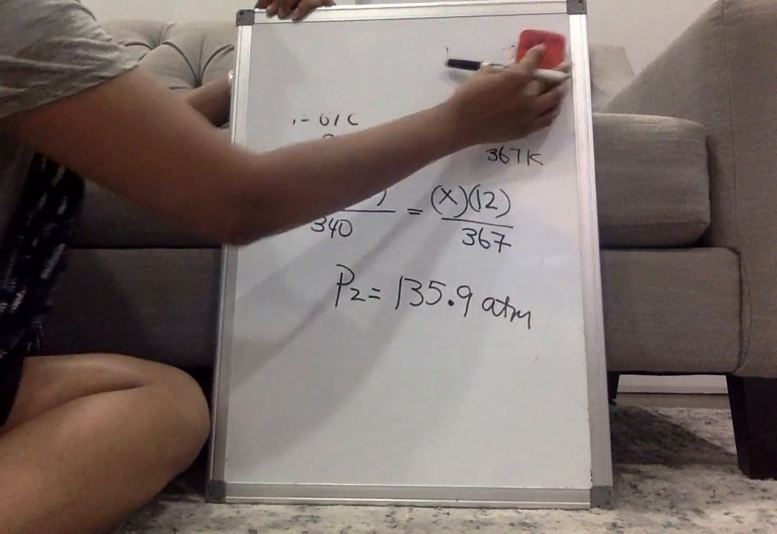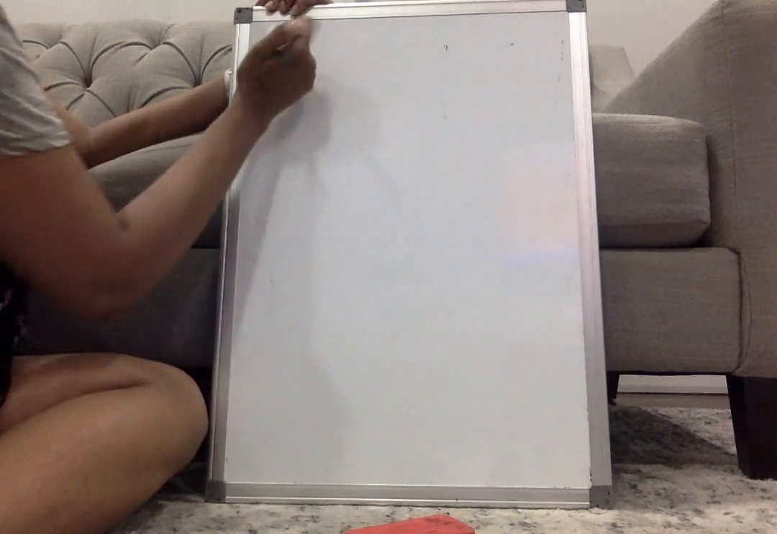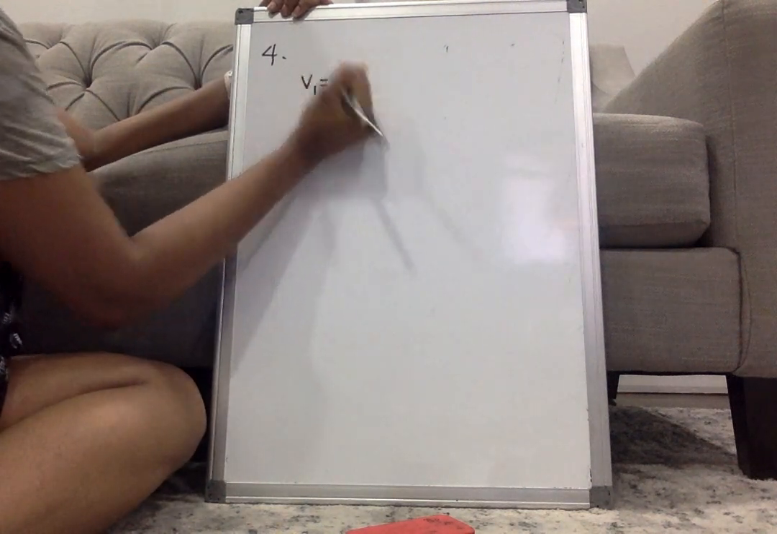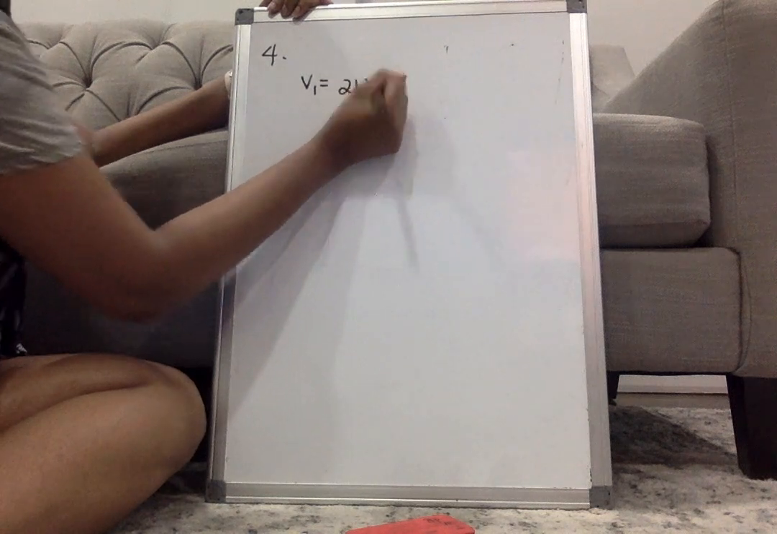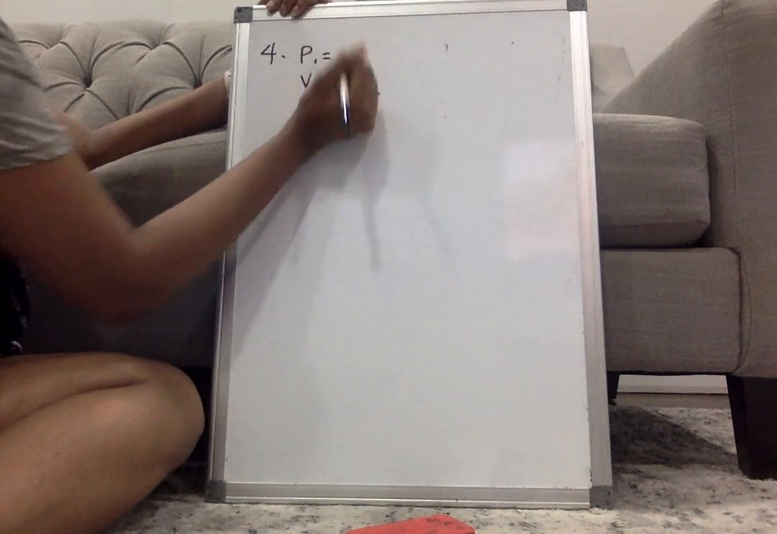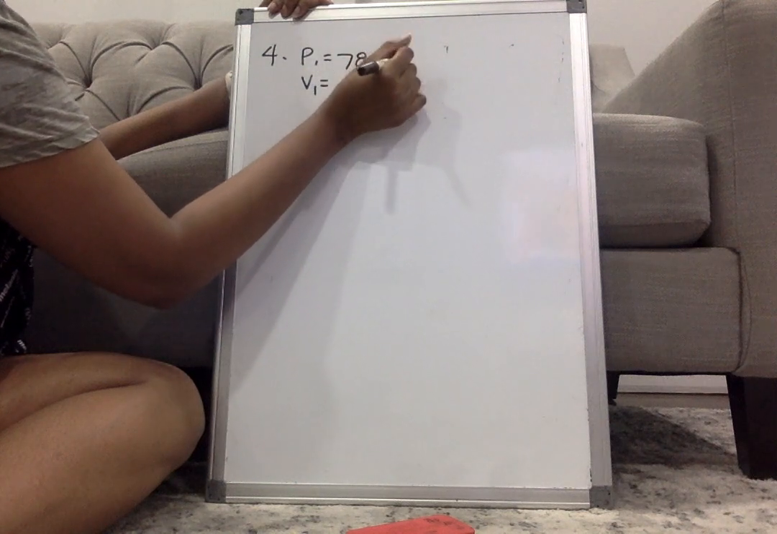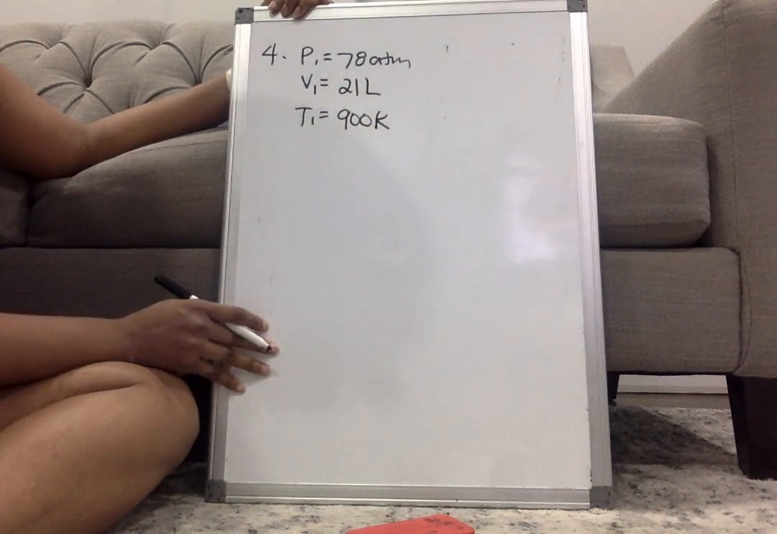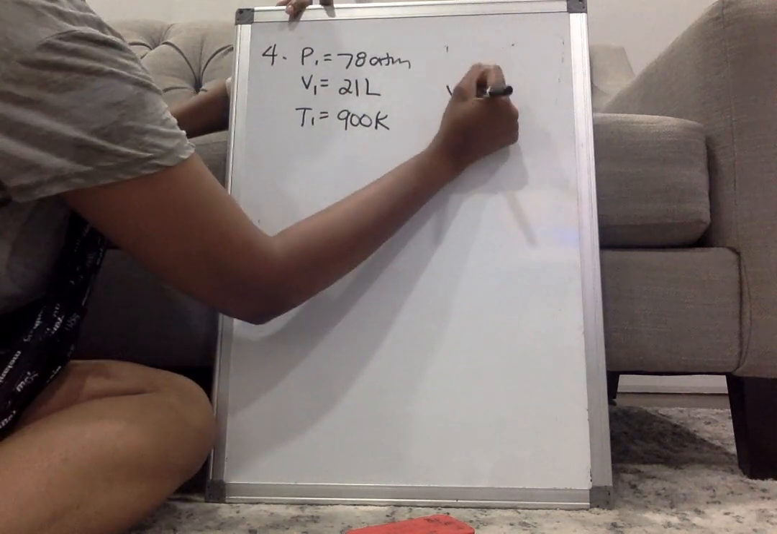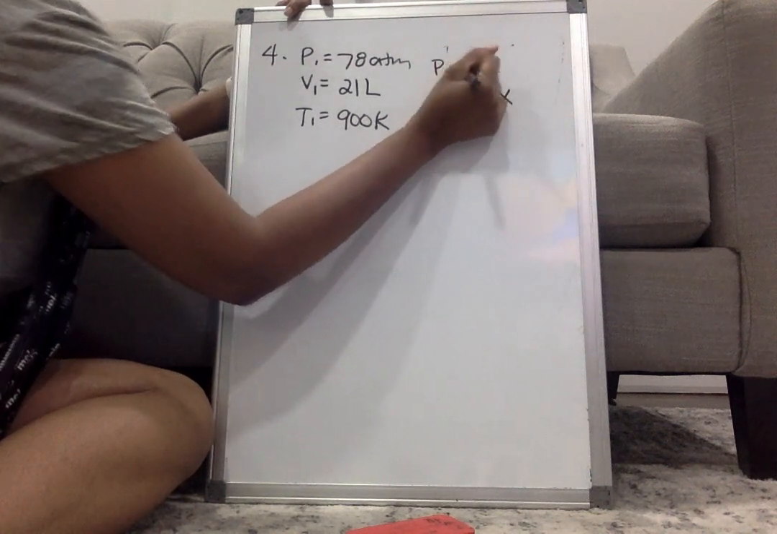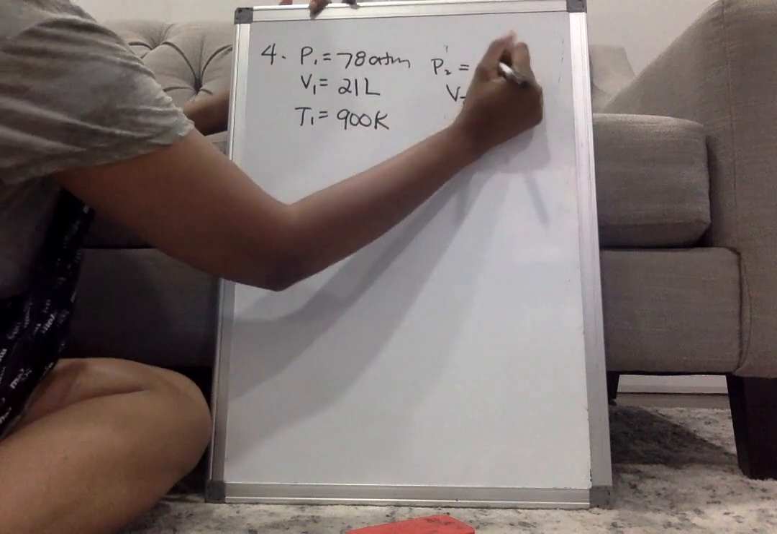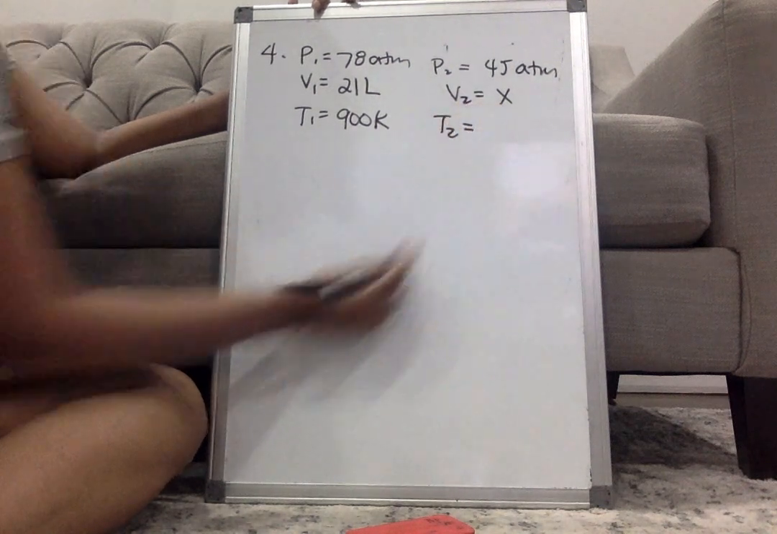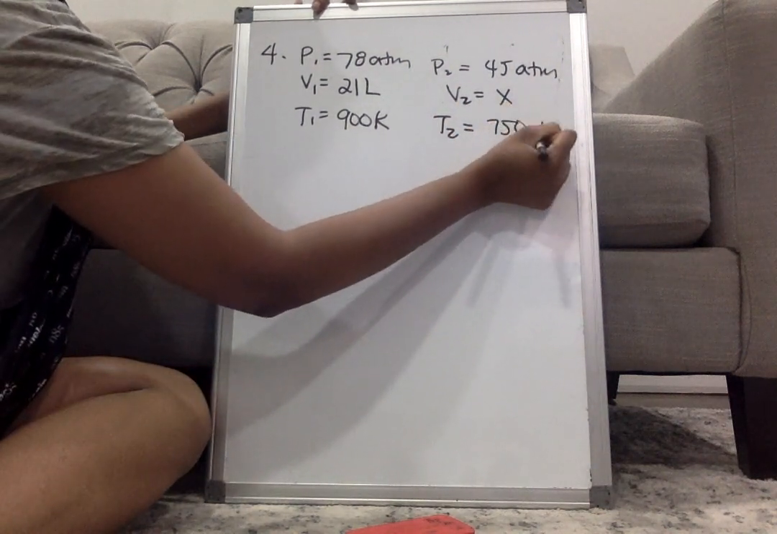And now our last problem, number 4. If I have 21 liters of the gas, that's volume, and the pressure, P1, is 78 atmospheres, and the temperature, T1, is 900 Kelvin, what would the volume of the gas be? So that means I'm solving for V2, X. What happened to the pressure? If we decrease to 45 atm and decrease the temperature, T2, to 750 Kelvin.